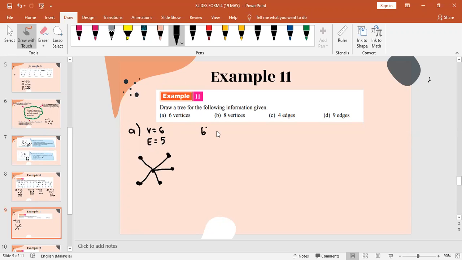Okay, so for B it is 8 vertices. So edges must be 7. 1, 2, 3, 4, 5, 6, 7, 8 vertices. For C, let's see, 4 edges.